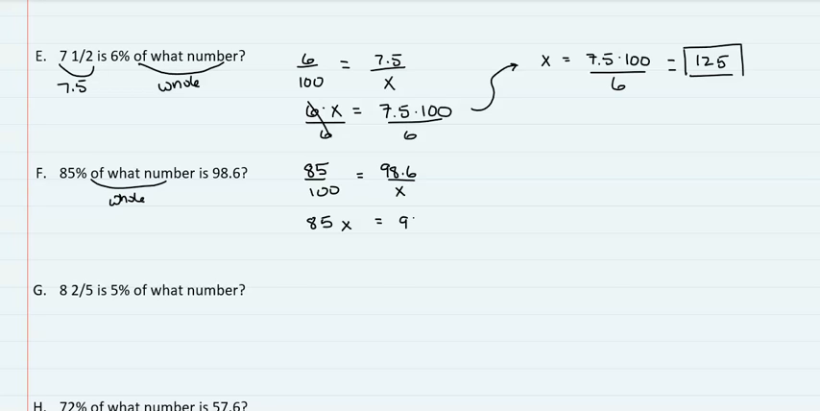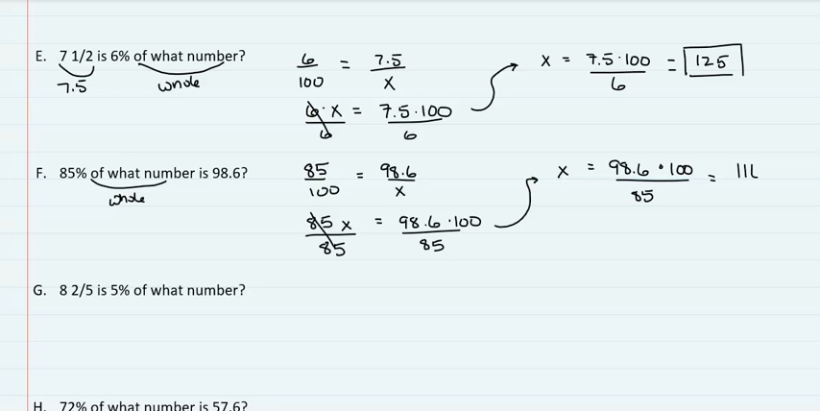85x equals 98.6 times 100. Then we divide both sides by 85. And we get that x equals 98.6 times 100 over 85. And if you put that in your calculator, you will find that x equals 116. So make sure these make sense. 85% of 116 is 98.6. That makes sense.